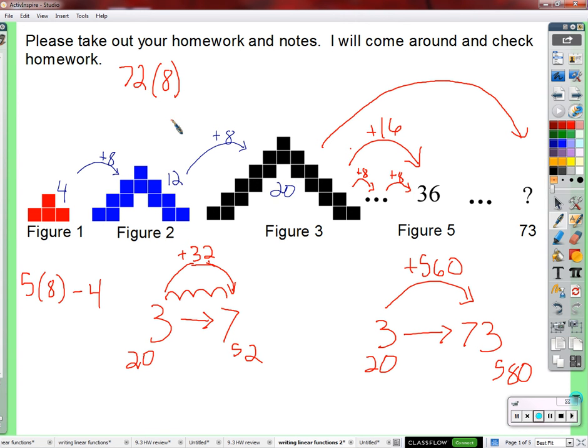72 times 8. Now, hold on a second. If I just do 72 times 8, what do I get? 576. We've run this figure 73 into the ground, and we know that there should be how many? 580. 576 is not 580. But if you add 4, it is. We add that 4, these 4 that we started with. Oh, I got it now. Or you can do 73 times 8 minus 4. Yeah, that works too. There are two ways to do this. Actually, there's like 50 ways.